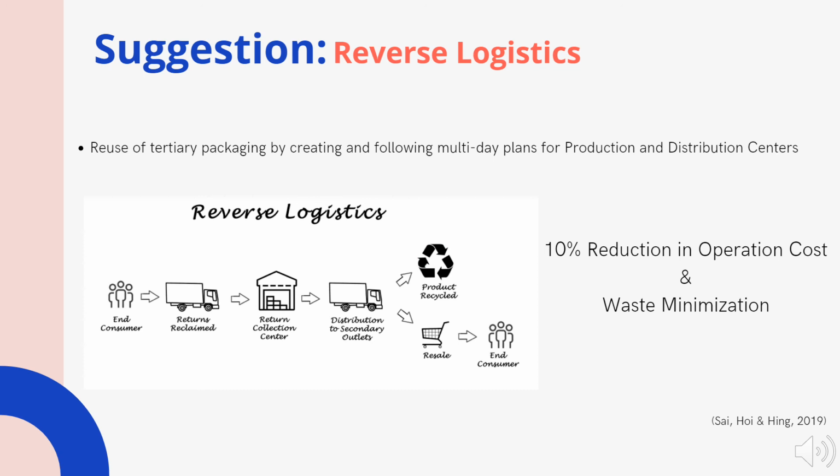And recent researchers suggest that the introduction of a new optimization methodology will help us minimize the waste and also reduce the operation cost by following and creating multi-day plans for production and distribution centers. So all of the reusable packaging will come back the reverse way to the production and distribution centers, allowing the reuse of the same tertiary packaging.